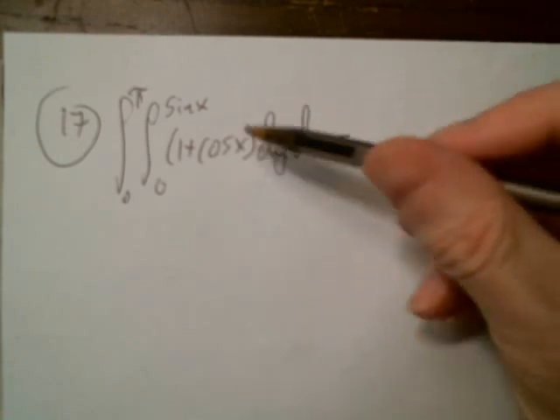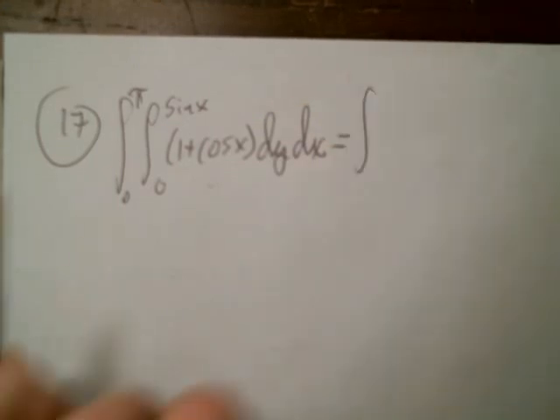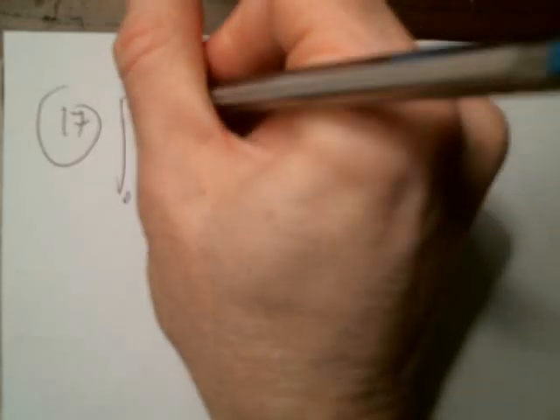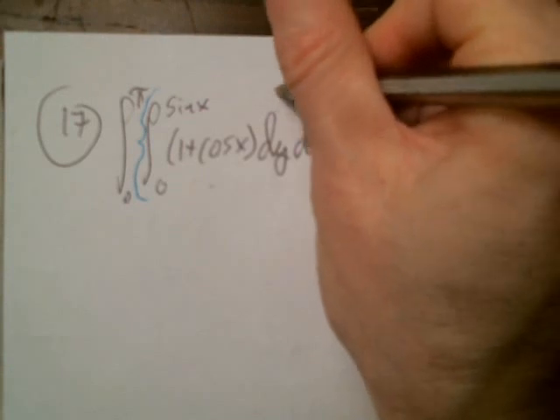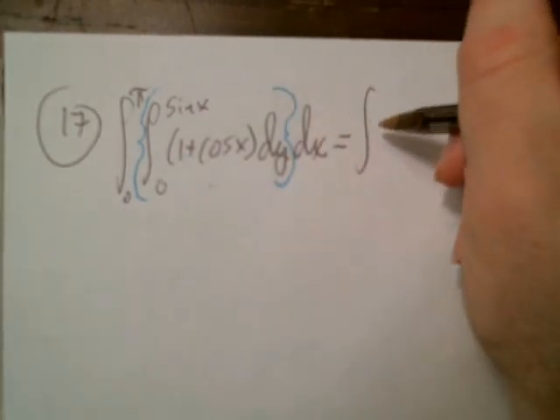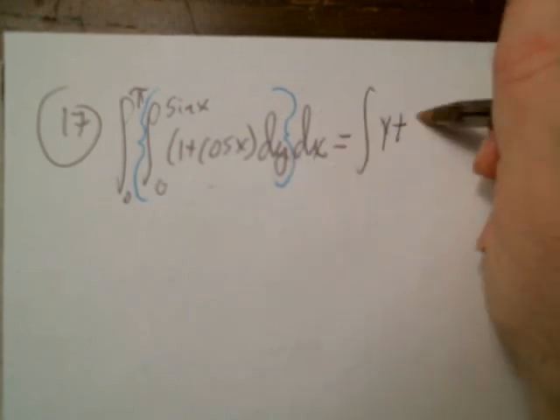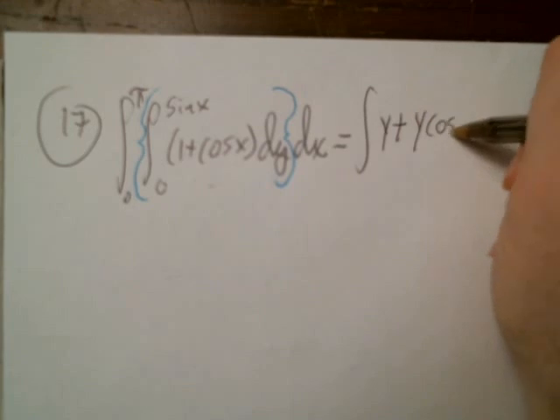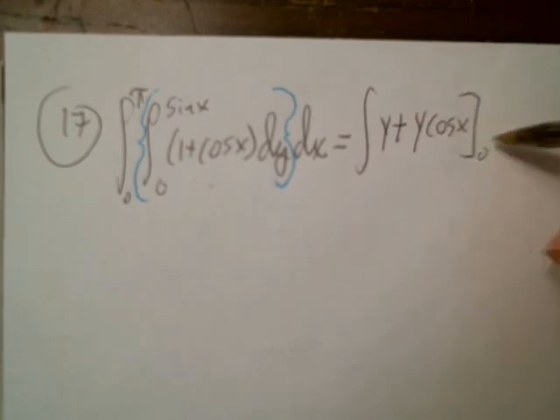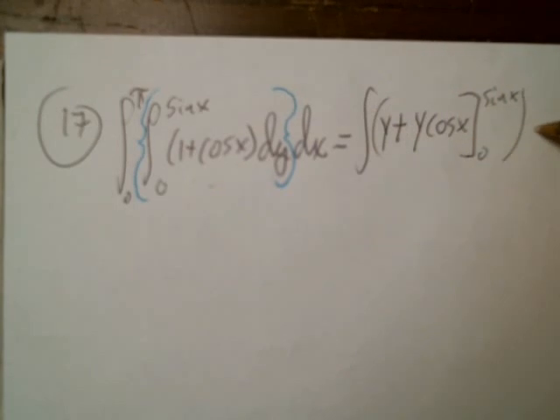Right. So first I have to integrate this thing with respect to y. Again, it's this integral first. So I'll have y plus y cosine x, and then I need to evaluate that from 0 to sine x. If you wish, you can put all that in parentheses and then dx.